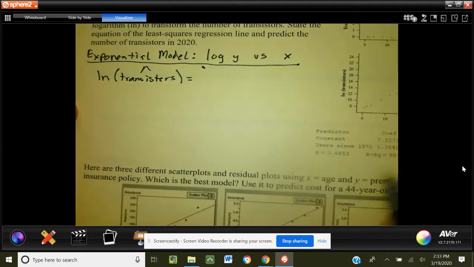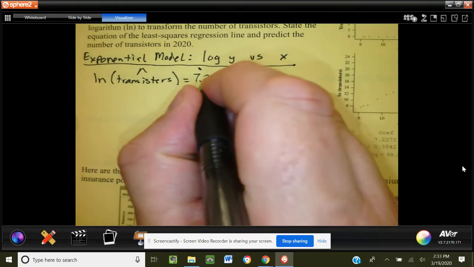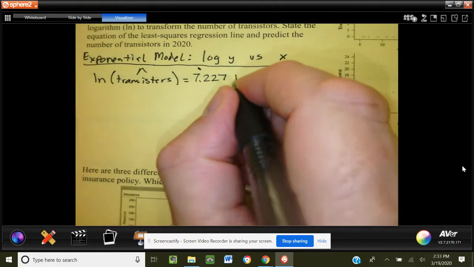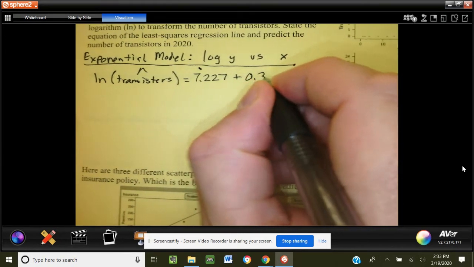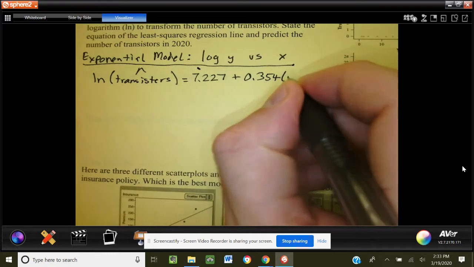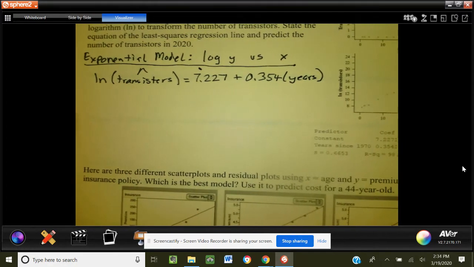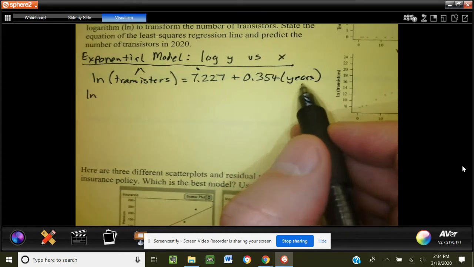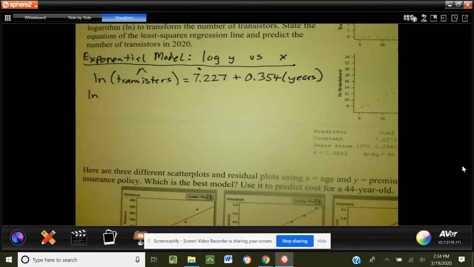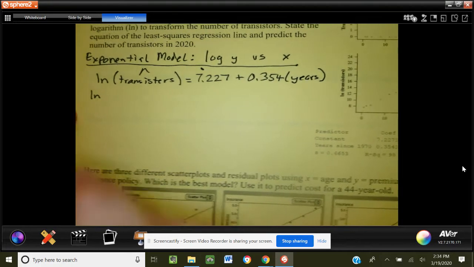is equal to our y-intercept, which is 7.227. You see that right here. Plus our slope, which is positive 0.3542. We'll just do 0.354 times, and this would be years since 1970. So we're going to plug in for years since 1970. If the year's 2020, then that would be 30, right? Oh, I'm sorry, that would be 50. 1970 to 2020 would be 50 years.